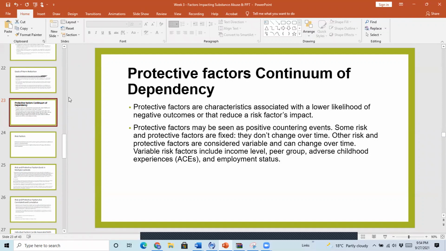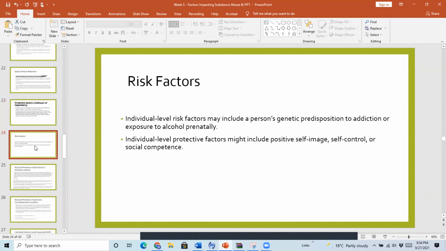Well, as I said before, we give them various counterbalancing factors. So, for example, offering peer groups, right? Ensuring certain income levels, right? Providing positive childhood experiences and improving employment status.